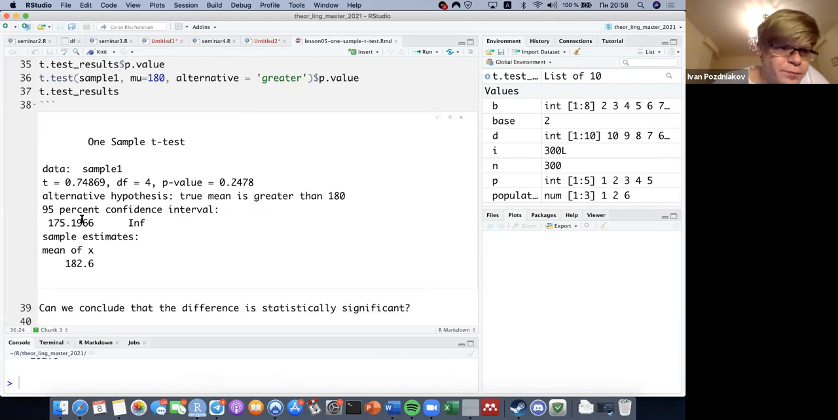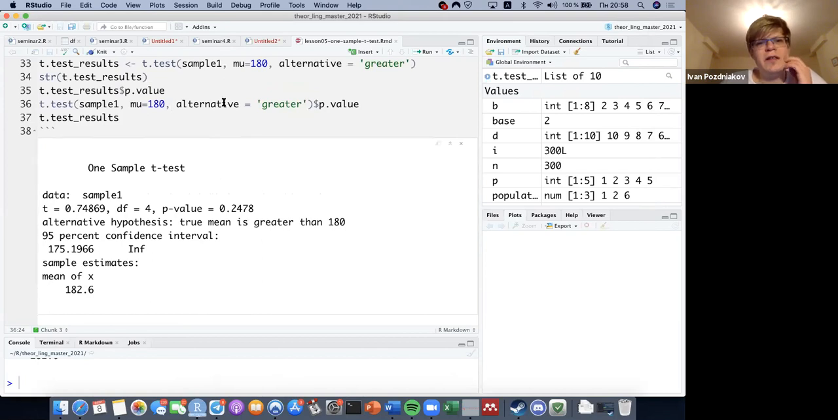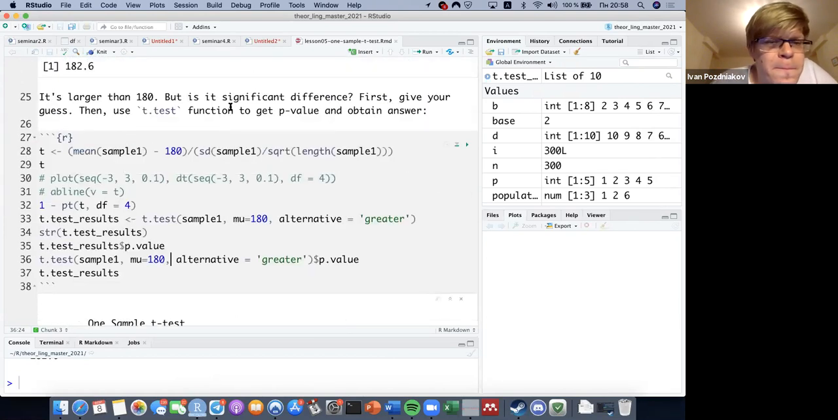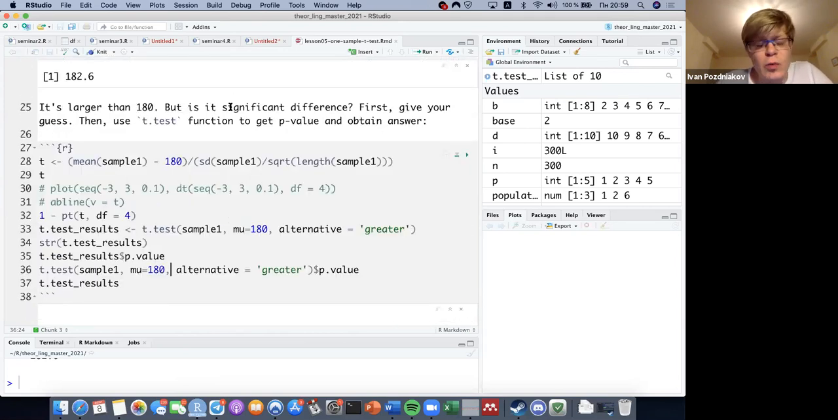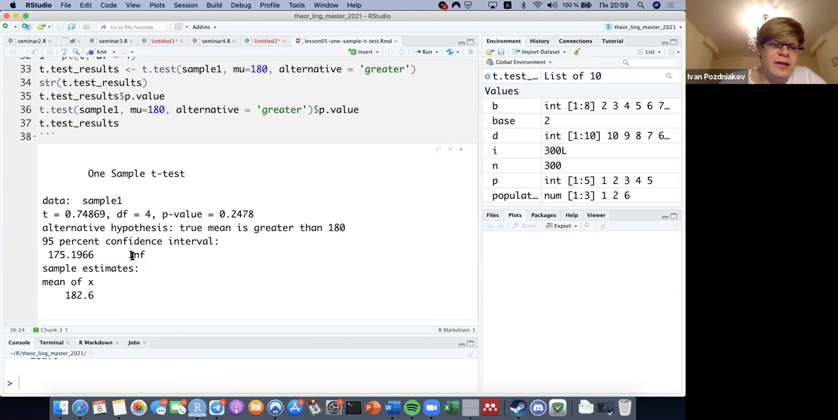So for example, here, your alternative hypothesis is that this parameter is greater than 180, right? In this case, it's not bounded from the right, but it's bounded from the left. So the 95% confidence interval is from 175 and something to infinity. And it contains your null hypothesis parameter. That's why you cannot reject your null hypothesis based on your confidence interval.